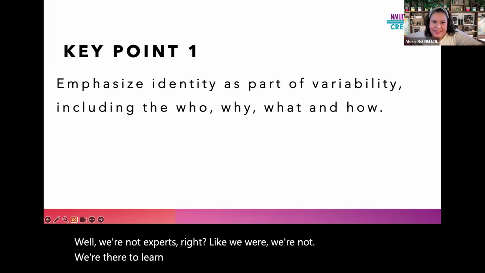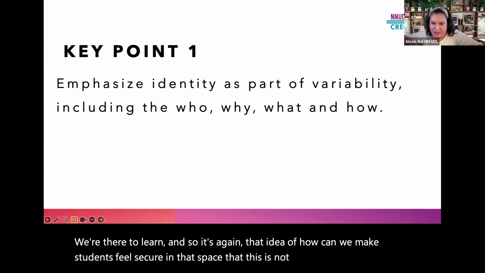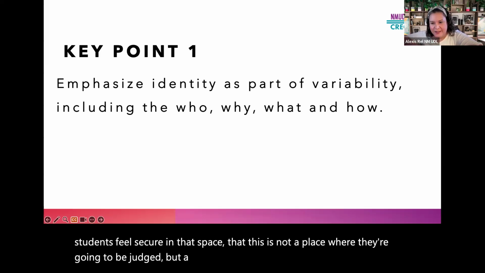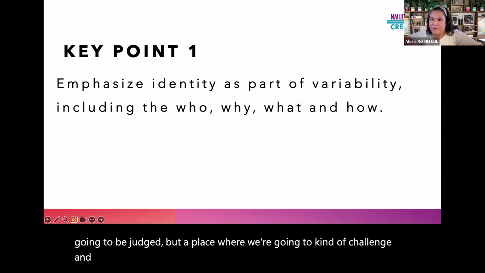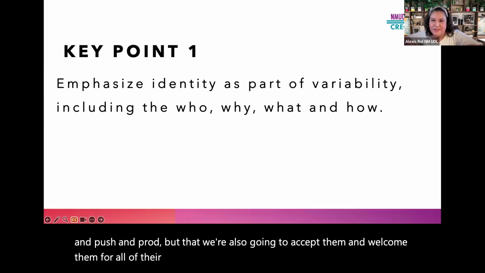And so it's again that idea of how can we make students feel secure in that space, that this is not a place where they're going to be judged, but a place where we're going to kind of challenge and push and prod, but that we're also going to accept them and welcome them for all of their different variabilities as learners.